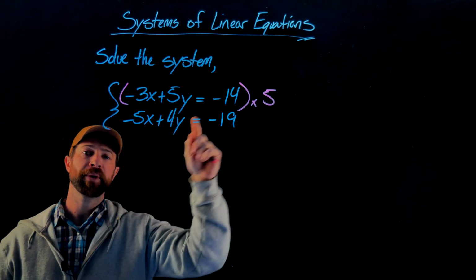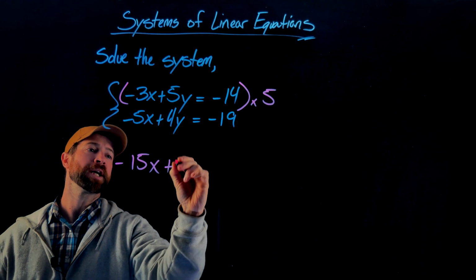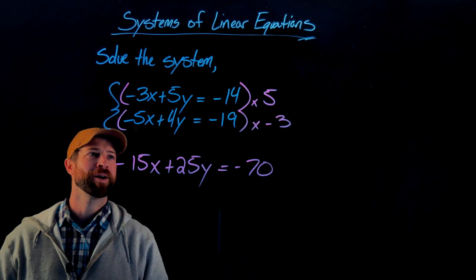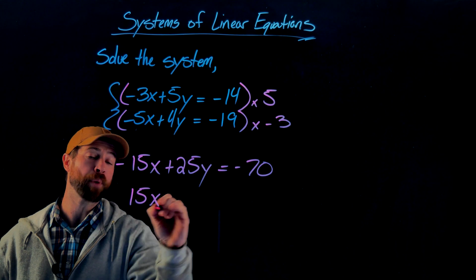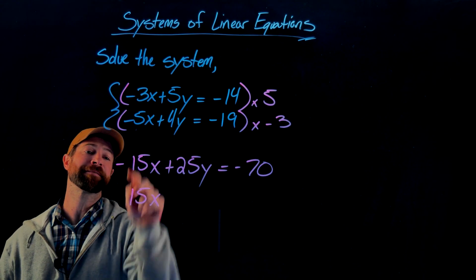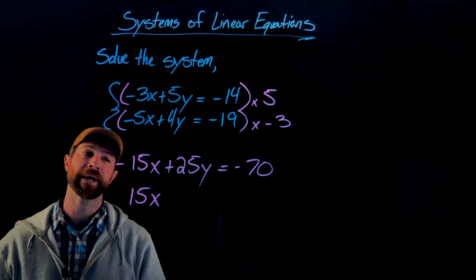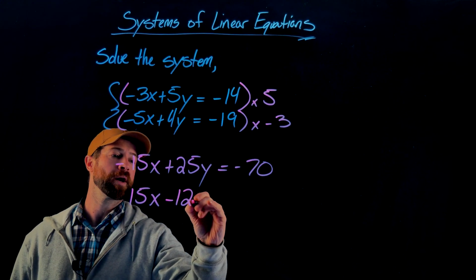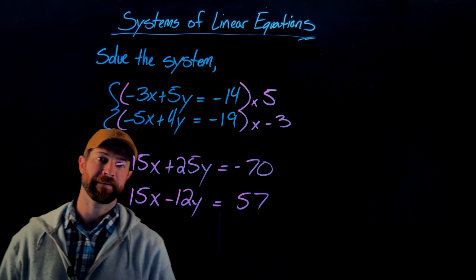When I multiply the first equation by 5, I'll result in -15x plus 25y equals -70. When I multiply the second equation by a -3, what I'll get is a 15x. Importantly, this is the reason I'm multiplying by -3. -3 times -5 is a positive 15. These x's are now going to be eliminated when I add these two equations together. -3 times the positive 4y is a -12y, and the -3 times -19 is a positive 57.